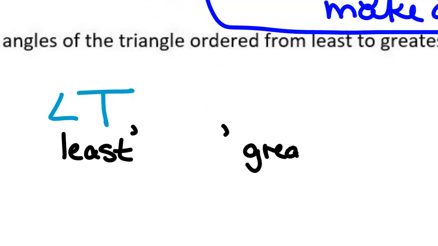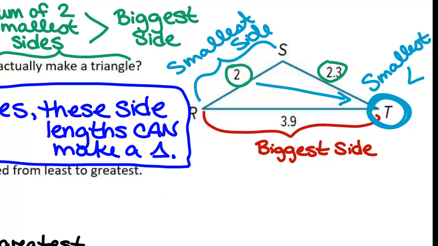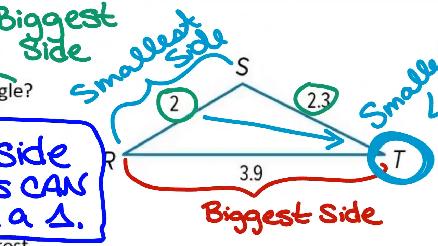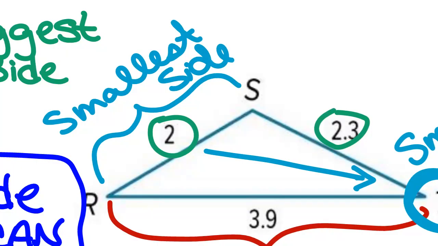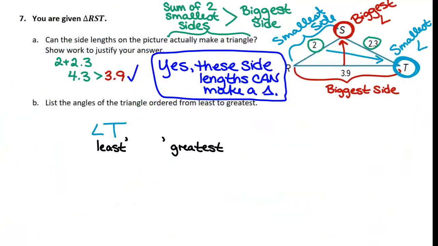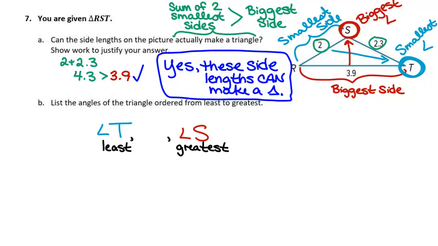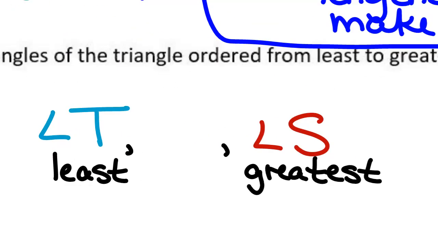Let's go do the greatest. How will I find the greatest angle? Look at the biggest side. We already marked our biggest side. Which side is the biggest side? 3.9. So what's my biggest angle? S. Opposite the biggest side is the biggest angle. All right, so now we just have to fill in the middle. If T is the smallest and S is the biggest, what goes in the middle? R.